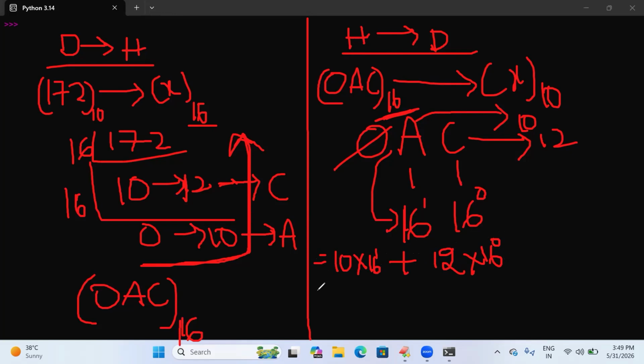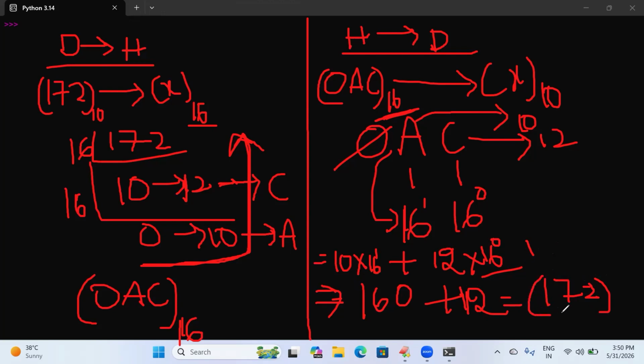So if we simplify this, 16 tens is 160, plus 16 to the power of 0. Anything to the power of 0 is 1. So here it is 1, right? 12 ones are 12. So that is equal to 172 of base 10. See here, we have converted the hexadecimal number into a decimal number.